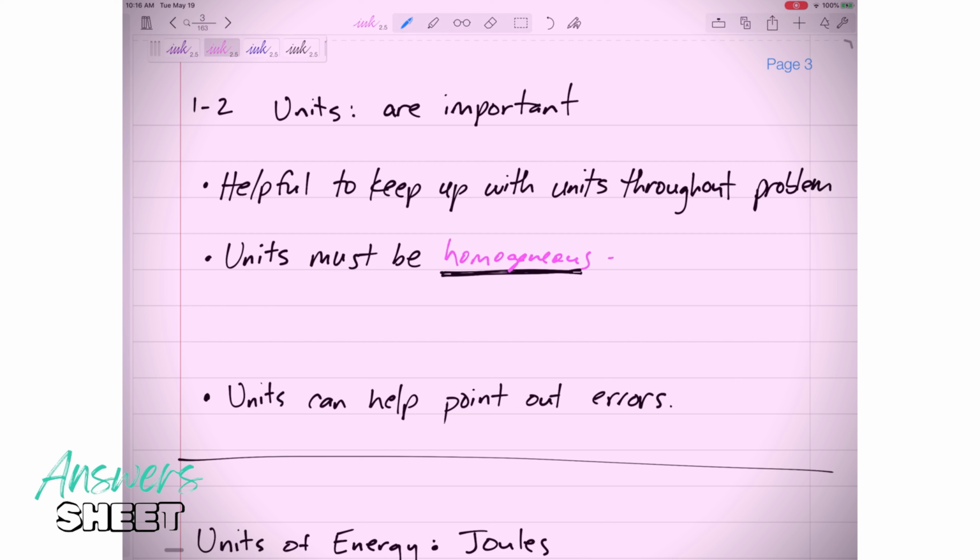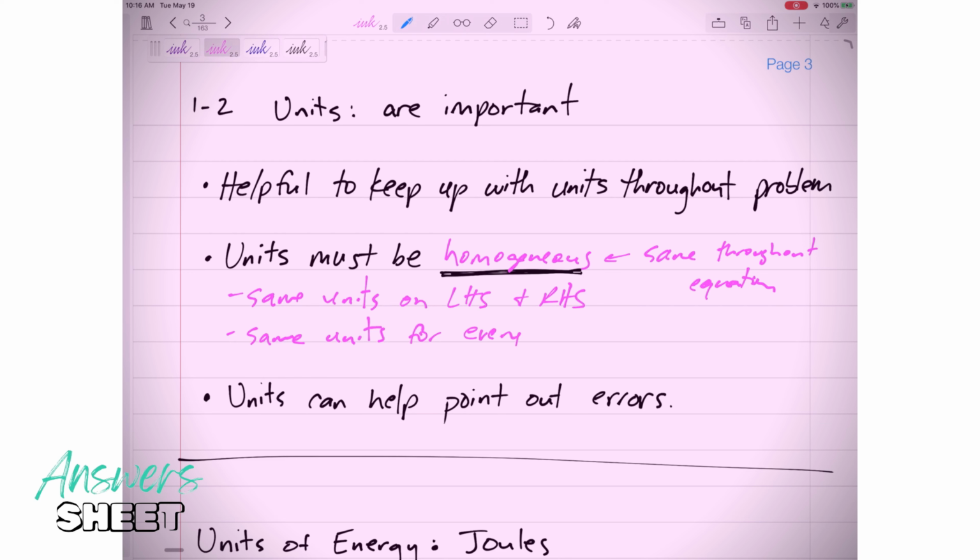What does homogeneous mean? It means the same throughout the equation. The same units on the left-hand side as on the right-hand side of your equation. The same units for every term.